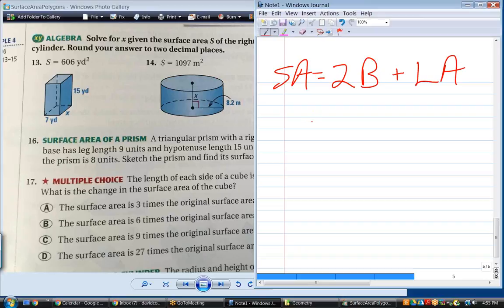Well, let's start with capital B. What's capital B? What's the formula for capital B? The general formula? Pi r squared. We'll fill in the 8.2 later. So there's capital B, and there's two of them, the top and a bottom. So the only thing else we have is this lateral area that goes around the middle. How do I get that?